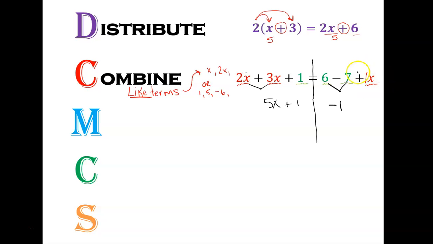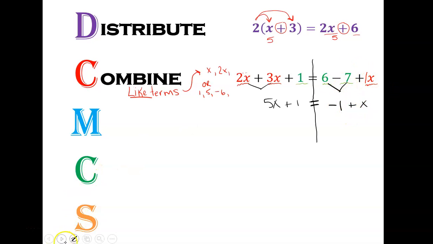Then I have this x, but I can't combine it with anything because it's the only x term on this side. So I'm just going to bring it down in the same way over here that I just carried the 1 down. And again, I said this the other day, but it's really, really important. This line that I drew down the middle is your equal sign. So I'm going to carry down my equal sign. Okay. So if you have parentheses, you distribute to get rid of them. Then we're going to look at the left side of our equation, combine anything we can. Look at the right side, combine anything we can.